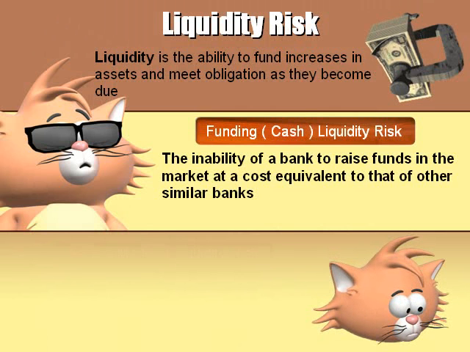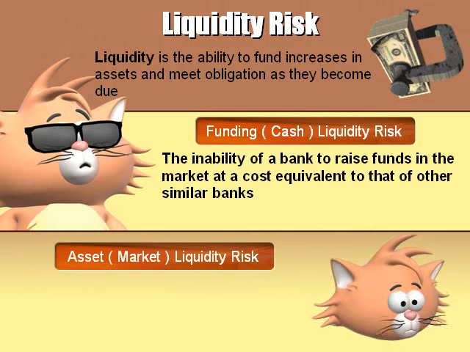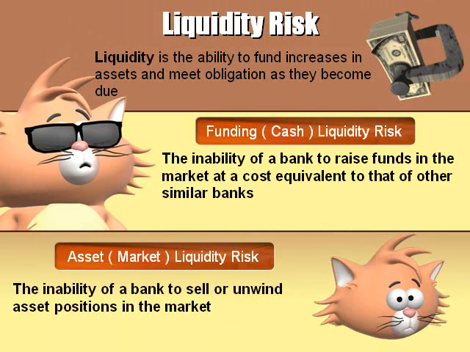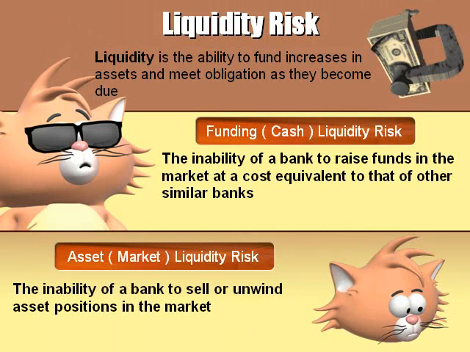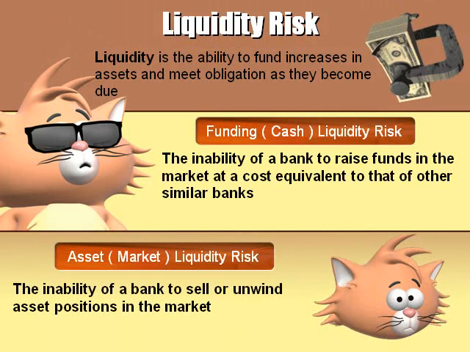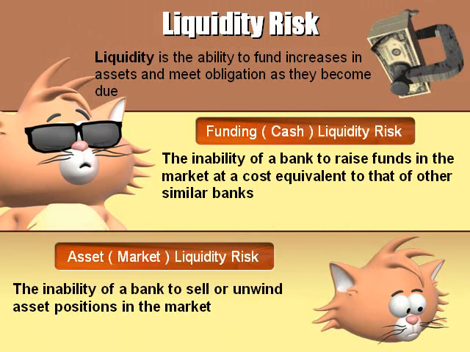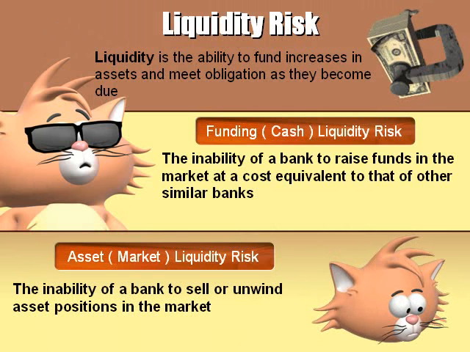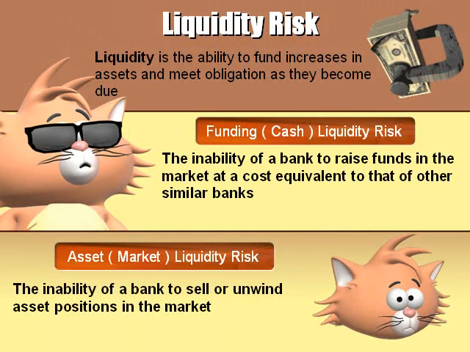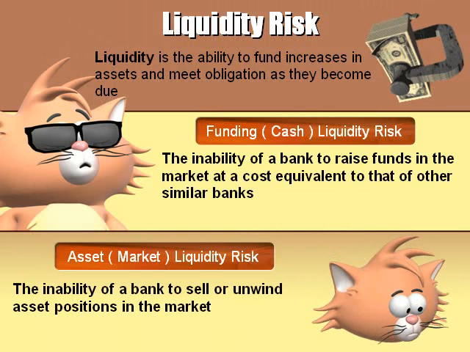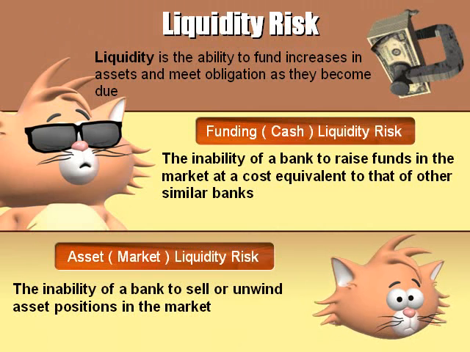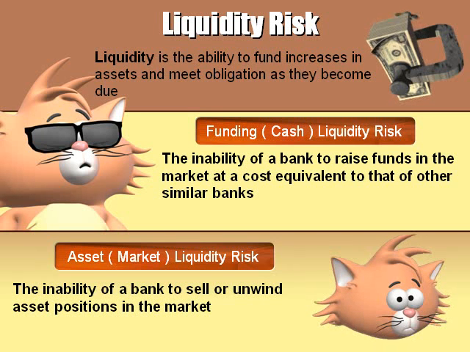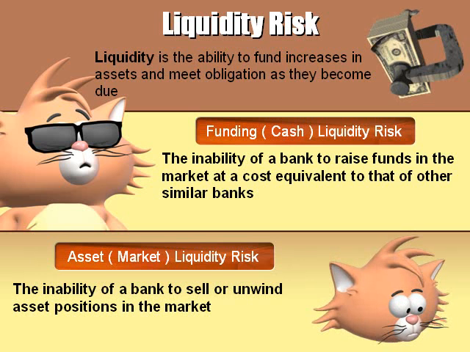And the second dimension is asset liquidity risk, which means the inability of a bank to sell or unwind asset positions in the market. The two dimensions of liquidity risk can be closely related. For example, a bank that cannot obtain funds in the market to meet its obligations may have to sell its assets at a lower price or pledge them as collateral for loans.